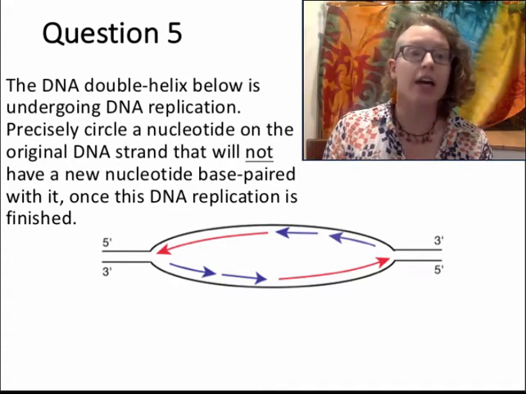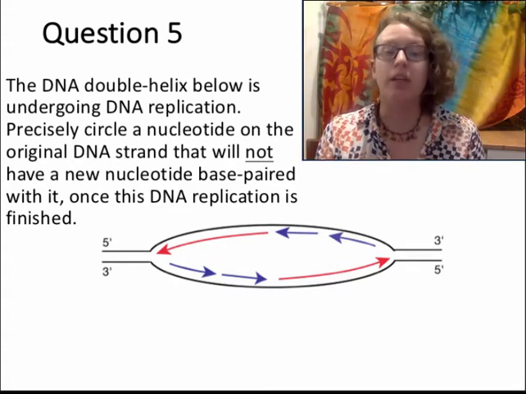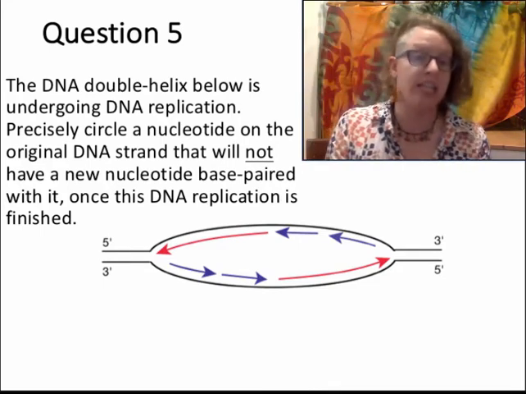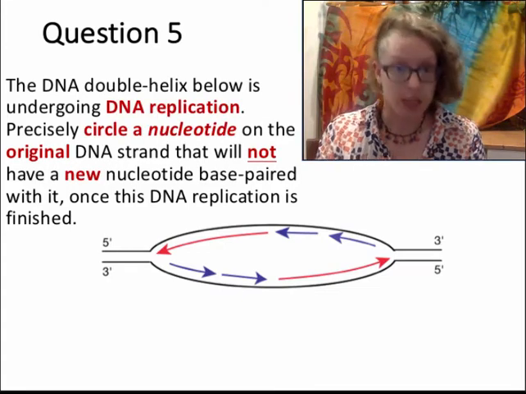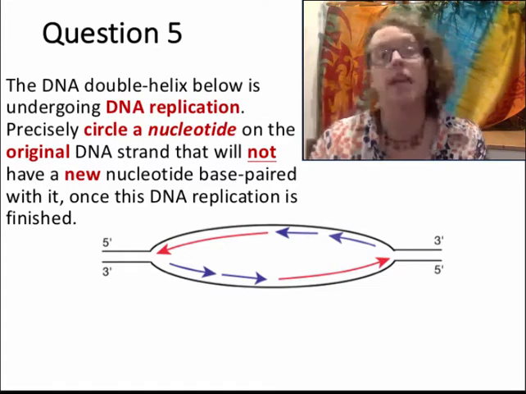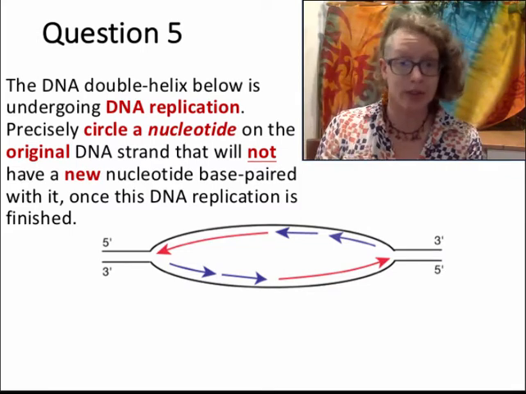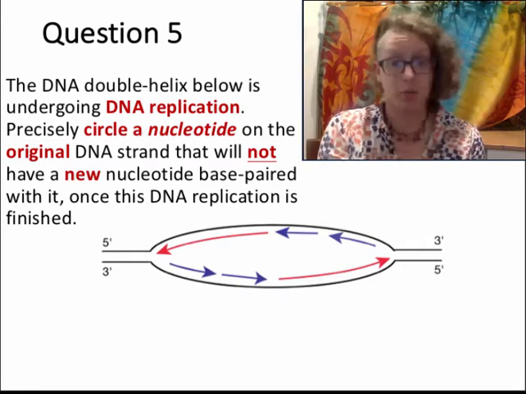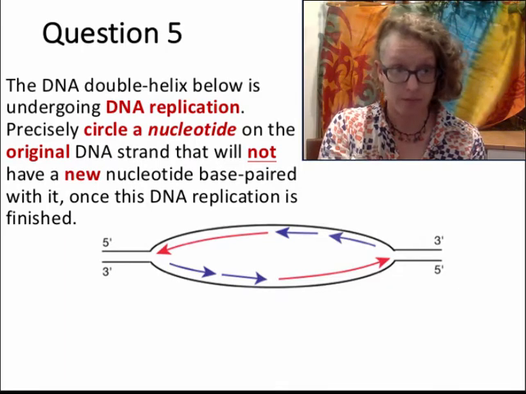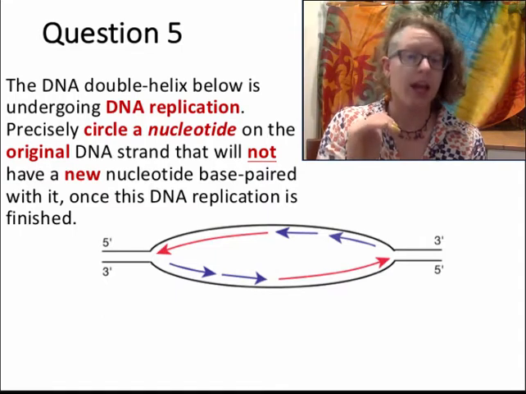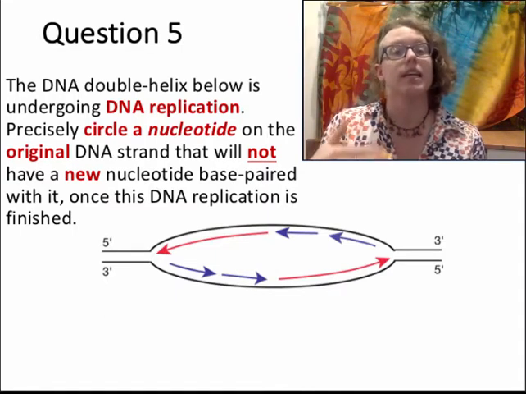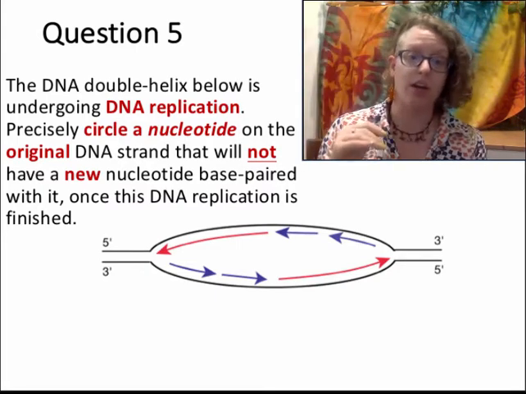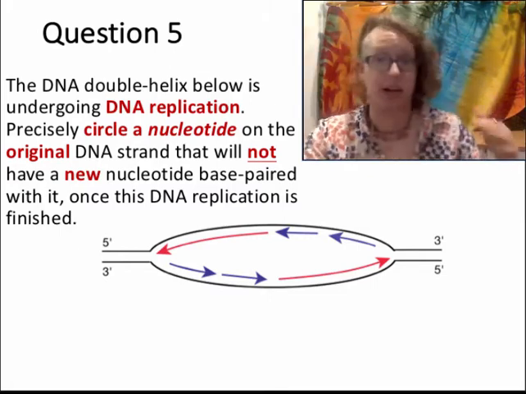Circle a nucleotide on the original DNA strand that will not have a new nucleotide base paired with it once this DNA replication is finished. So, these are the important parts. We're in DNA replication, we're circling a nucleotide precisely. We're going to work on the original strand, which in this image is black. We're not doing any of the blue and red, because we're working with the original strand. And you're trying to find a part that won't get a new DNA associated with it. So we're not going to get a pairing there.